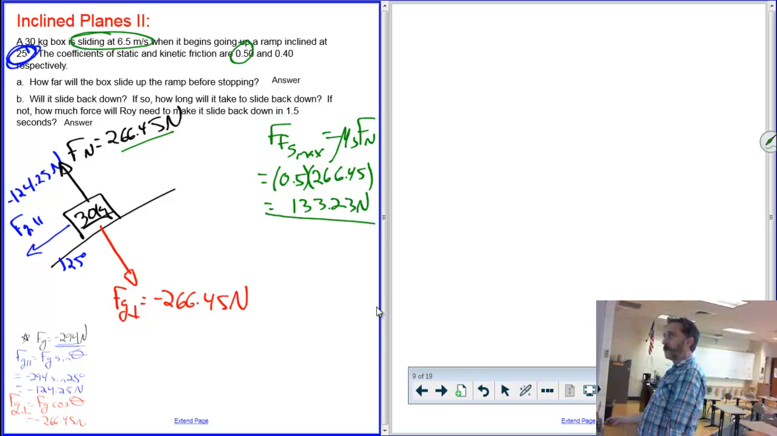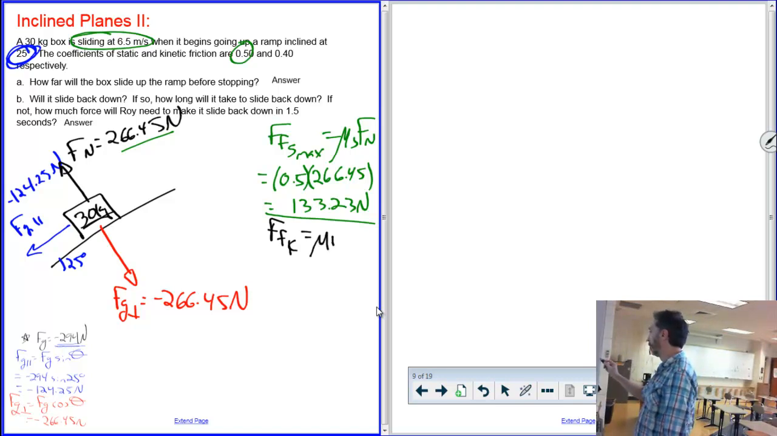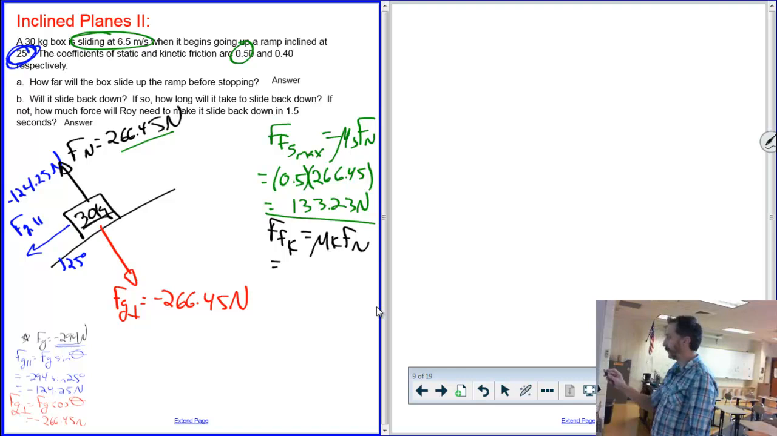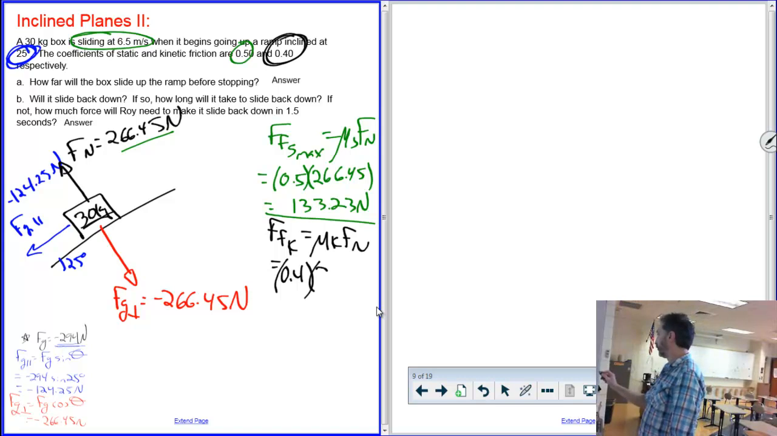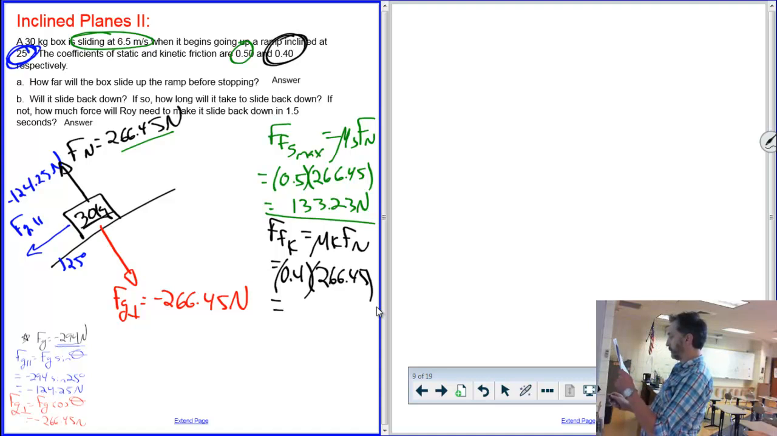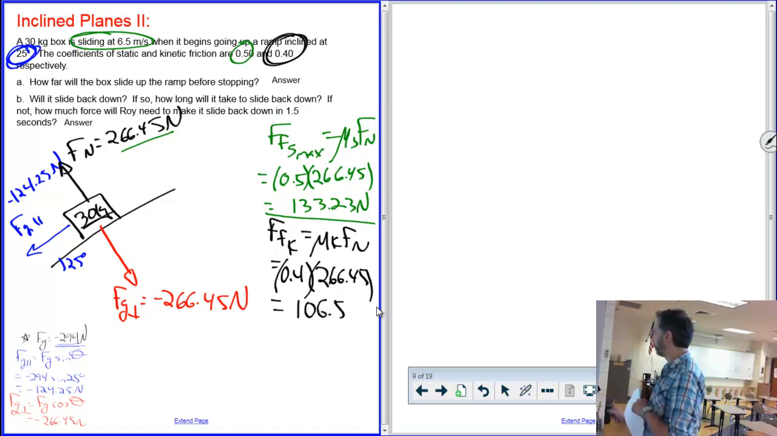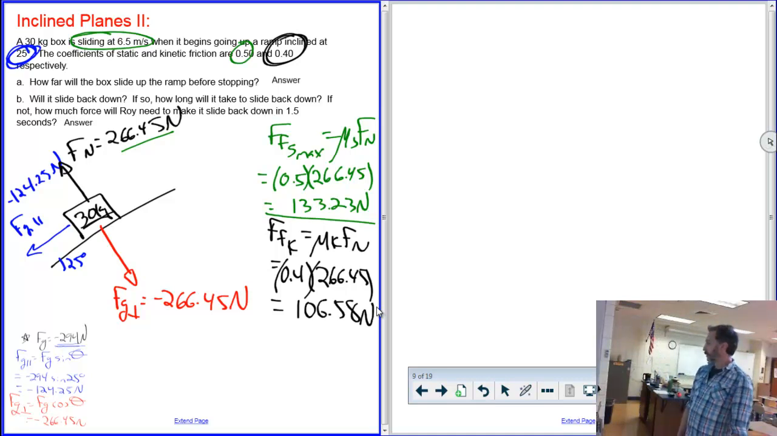I actually don't need that yet because the problem has told me that the box is already sliding. So let's go ahead and find the force of kinetic friction. There is no max with kinetic. So what do we get? 0.4 is our coefficient. Normal force is still 266.45. So multiply this and you get 106.58 newtons.